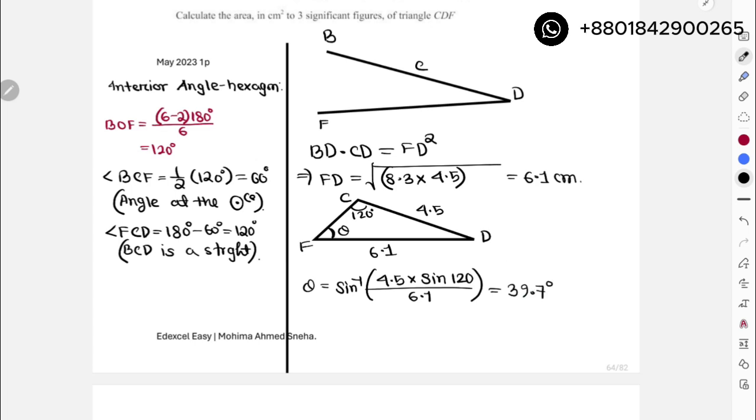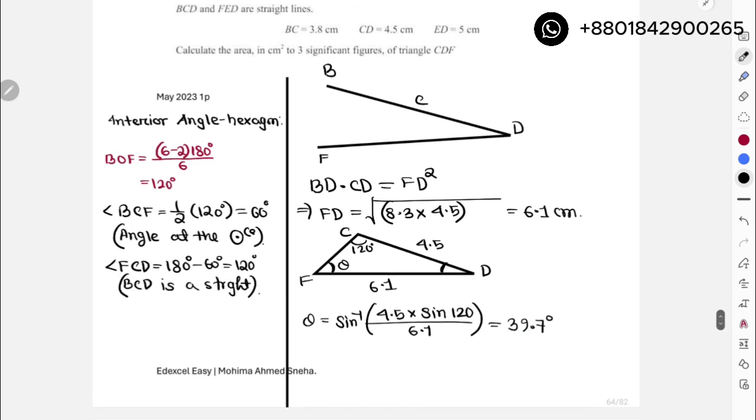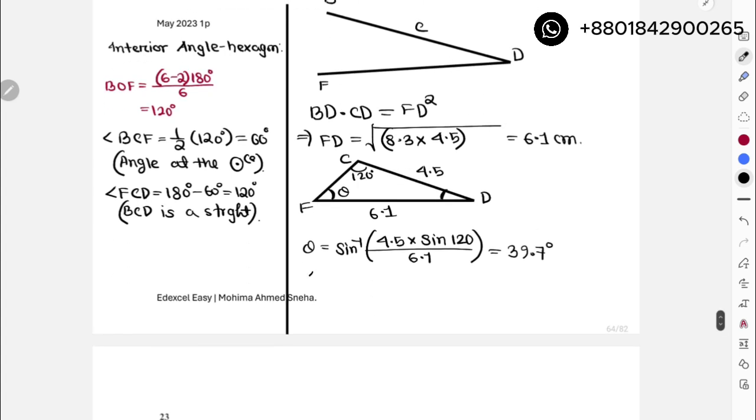Now understand that we don't want this angle, we are looking for this angle. Using that, we can use half AB sine theta to calculate the area. So finally, angle CDF is just going to be 180 minus 120 minus 39.7, which is 20.3. And using that, half times 4.5 times 6.1 with sine 20.3. But that also doesn't give you the final answer.